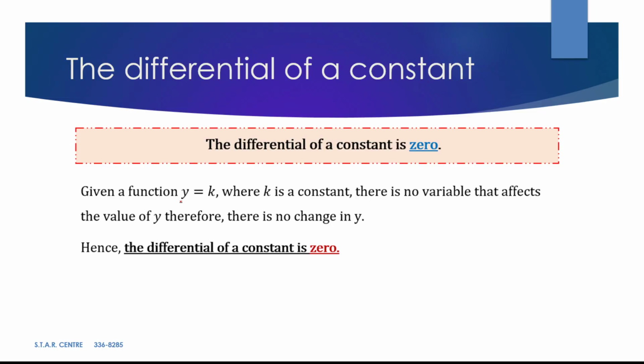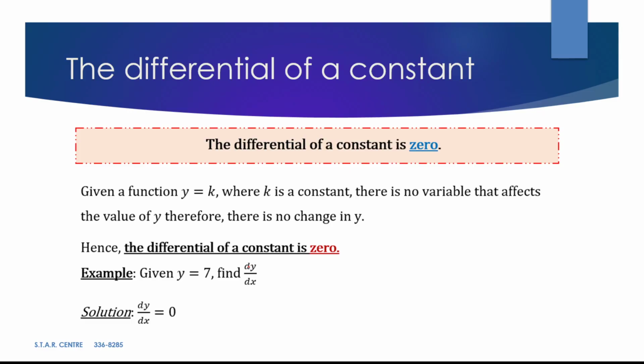So if a function is y equal k, where k is a constant, there is no variable in this function that could affect the value of y. That is why there is no change in y. So remember that differentiation is a measure of change, and it shows how the change in one variable affects the other one. But if I have y equal 5, there's no x there to affect the value of y. So since there's no x, there's no change in y. Hence, the differential of a constant is 0.